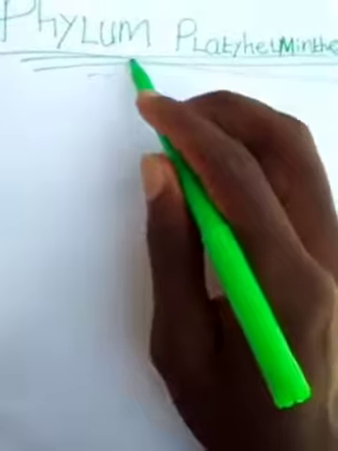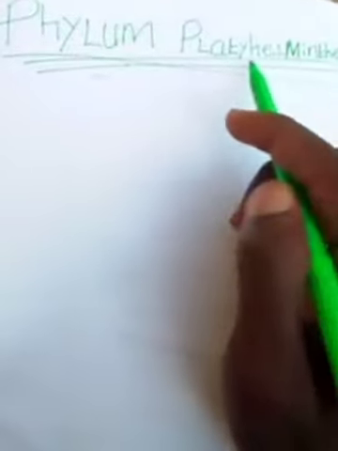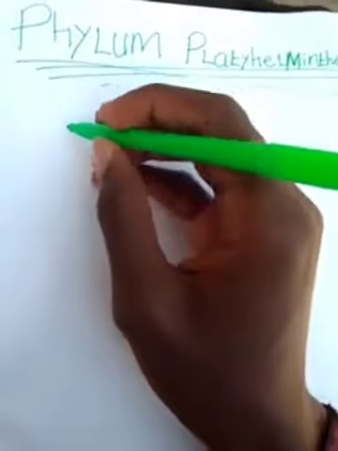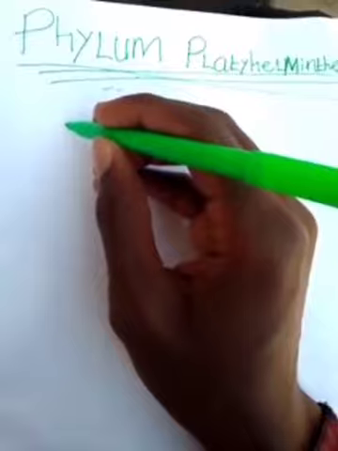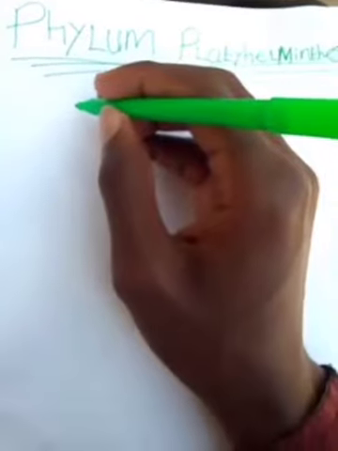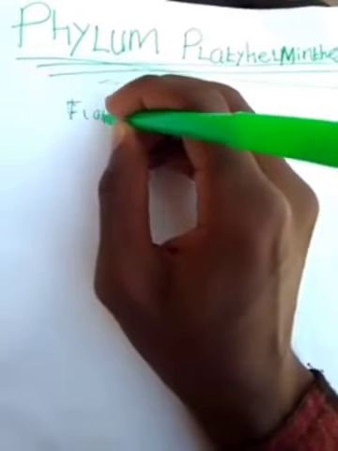Talk about the phylum Platyhelminthes. Now under this phylum, we look at the worms that are unsegmented. To be specific, we look at the worms that are called the flatworms.